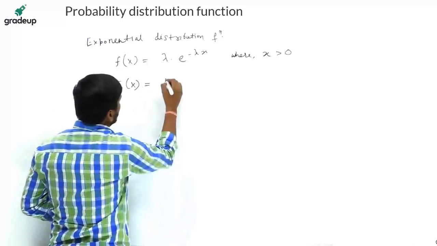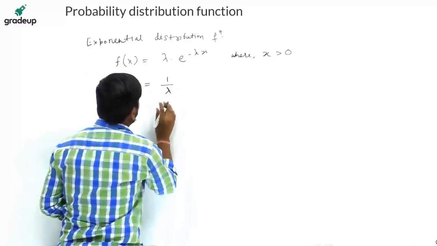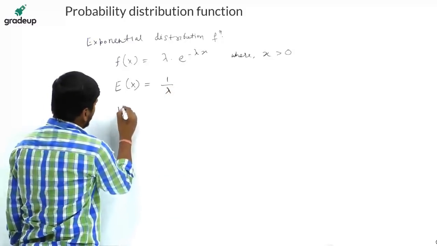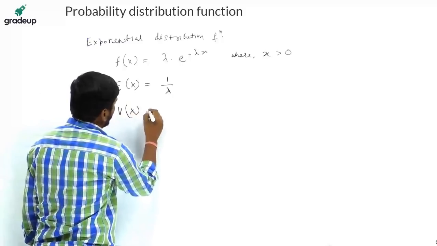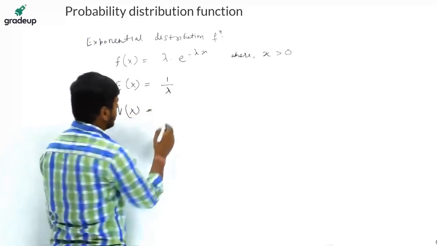E(x) is equal to 1 divided by lambda. Mean is 1 by lambda. What about variance? Variance is 1 by lambda square.